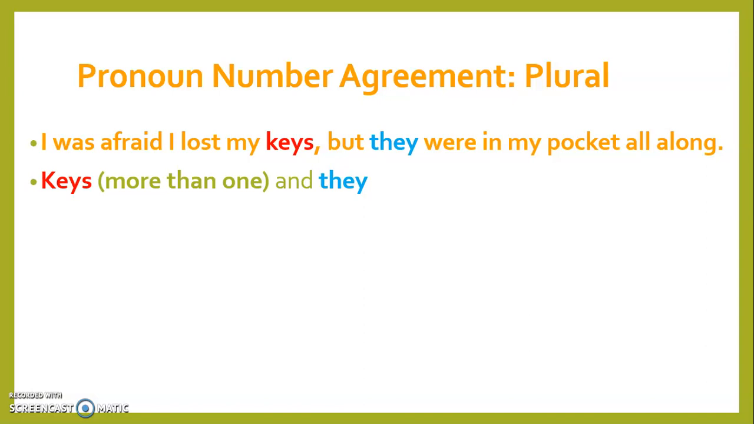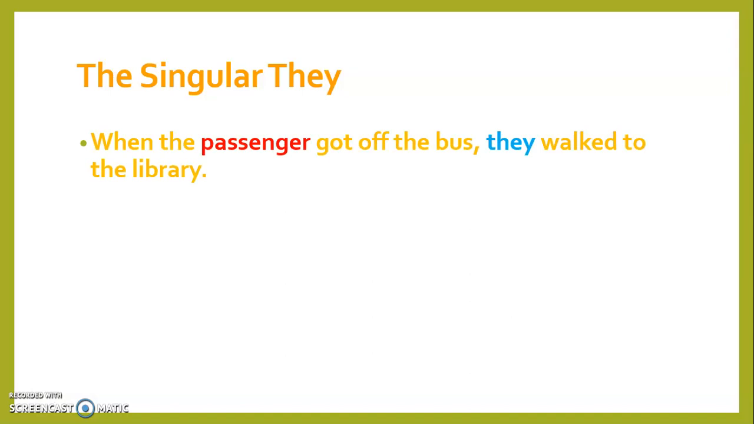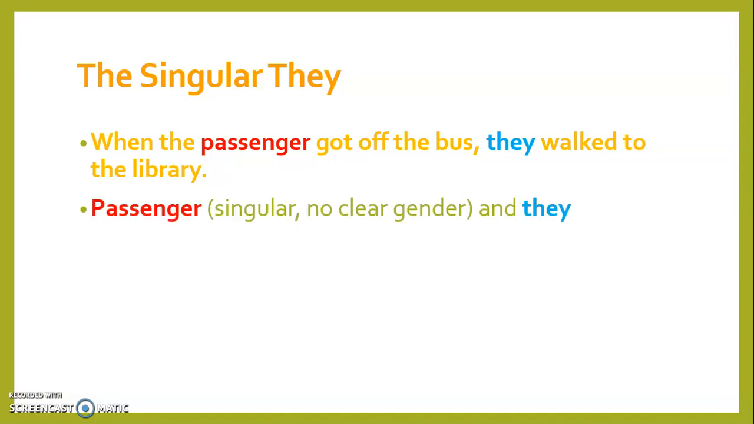However, we often use the pronoun they every day to represent a single individual. This is really common. In fact, it's called the singular they. And you and I have probably both done it today already. Here's an example. When the passenger got off the bus, they walked to the library. Notice here, we have our pronoun they, and it's matching up with the noun passenger. But passenger doesn't have that little s next to it, like keys did. It's just one passenger. So how is it matching up with a plural pronoun? Isn't this a mismatch? Well, actually, it's not.